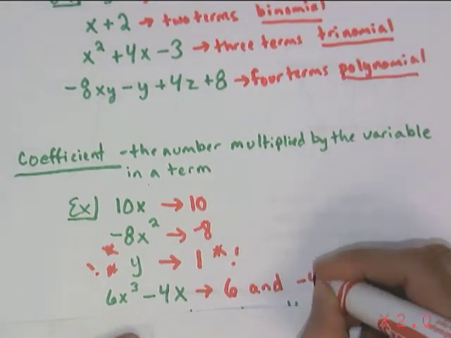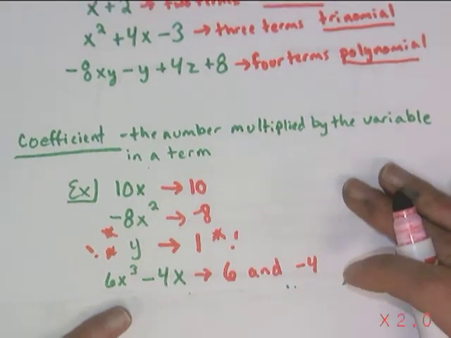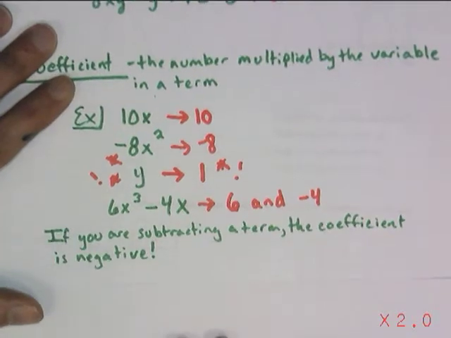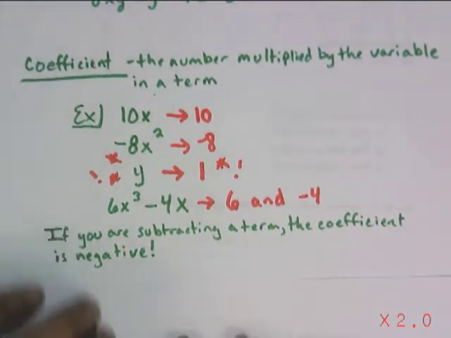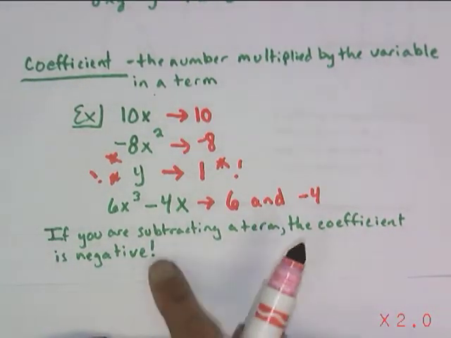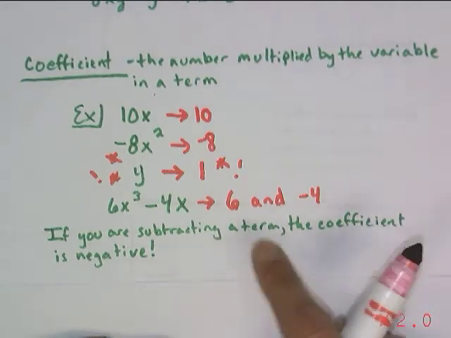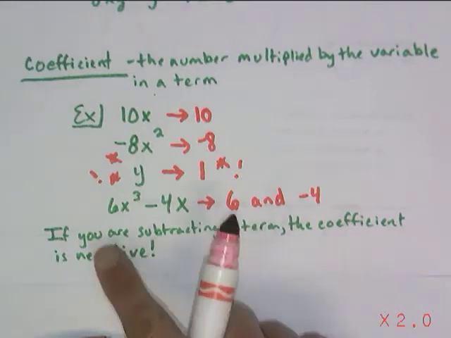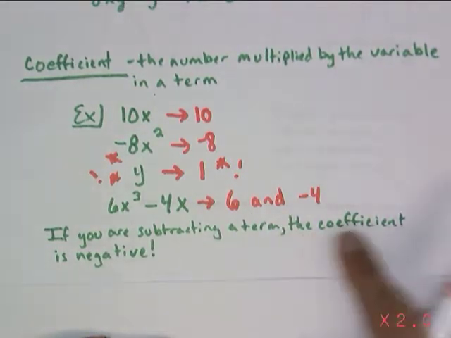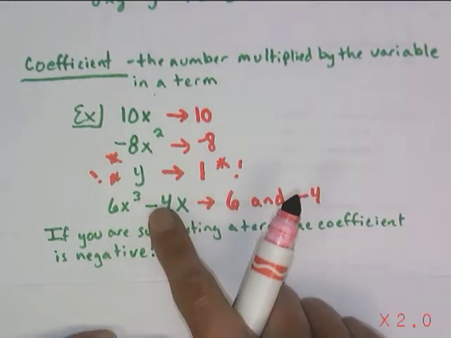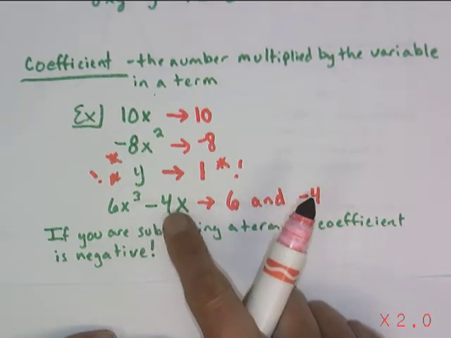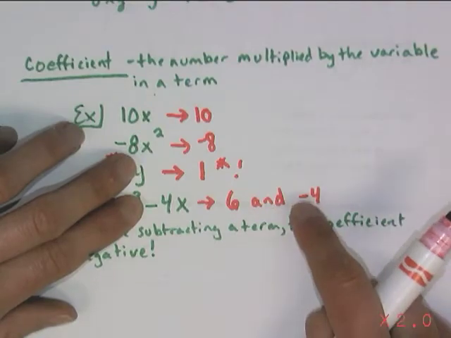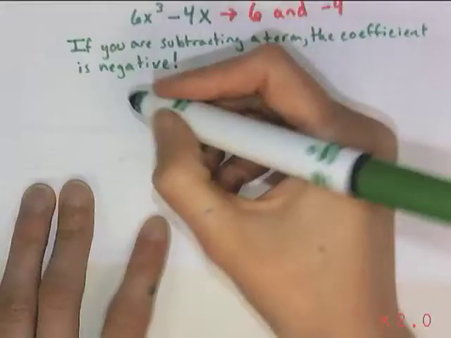So that takes us to our next thing that we have to talk about, which is this. And if you need to pause to copy down this sentence, please do. If you are subtracting a term, the coefficient is negative. Okay? So if you are subtracting a term, the coefficient is negative. So in this example, we subtracted 4x, which is why we said the coefficient of x was a negative 4.